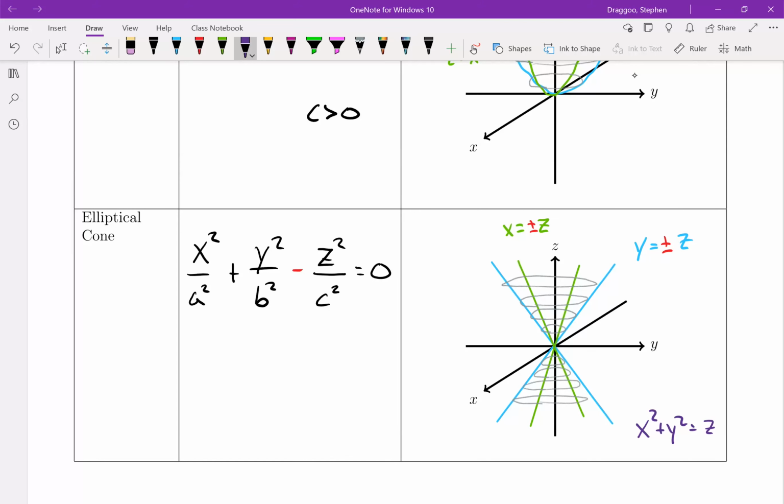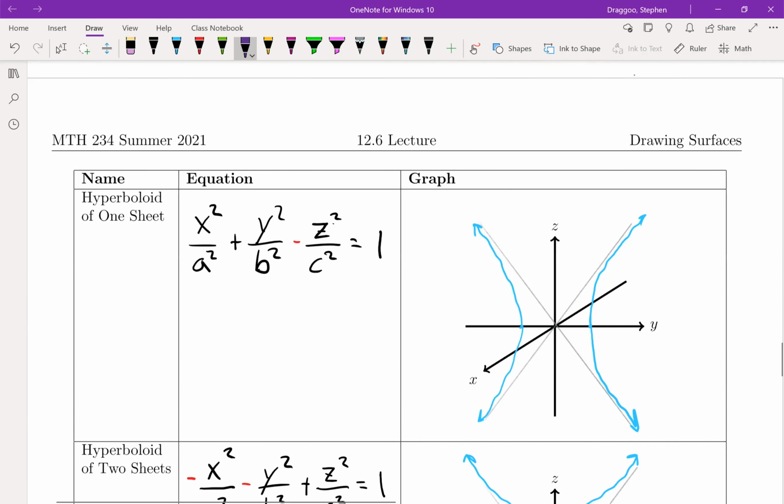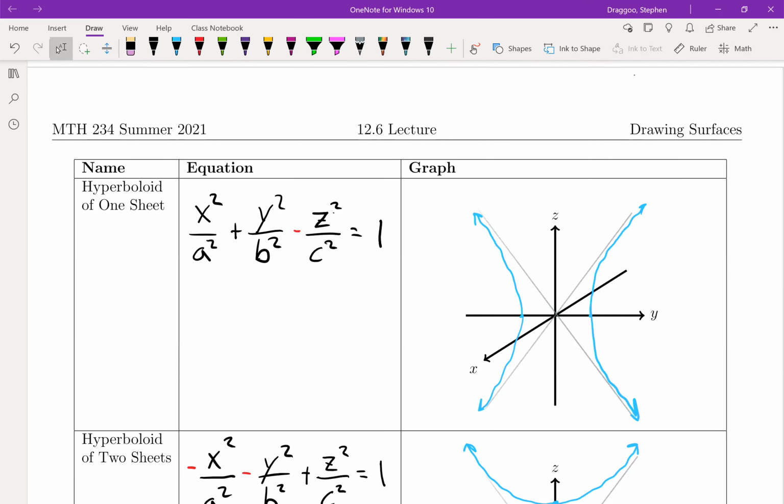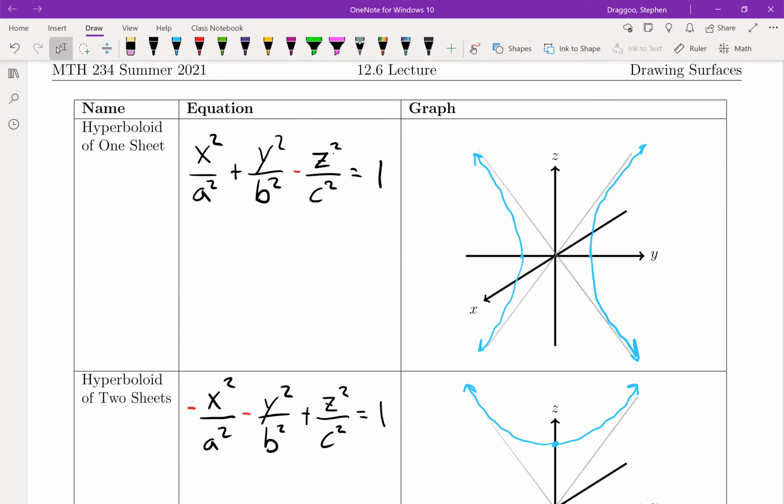So our elliptical cone has ellipses as its traces, and it's got the cone that extends in both directions. Okay, then hyperboloids are the next fun part. We're going to look at 2 different types of hyperboloids, one of 1 sheet, one of 2 sheets. That basically just means whether or not our hyperboloid is connected or separated.